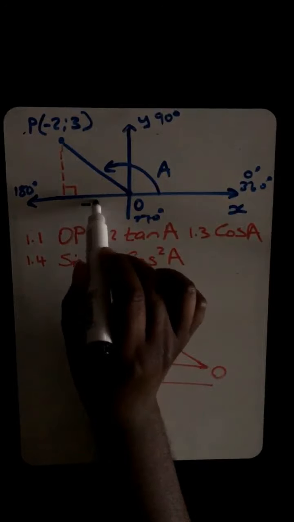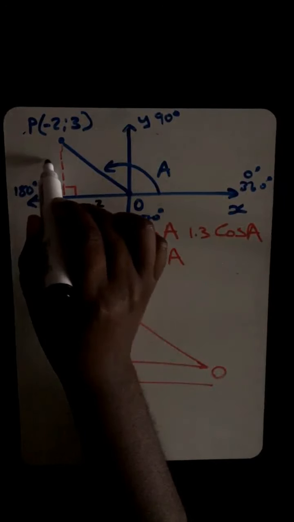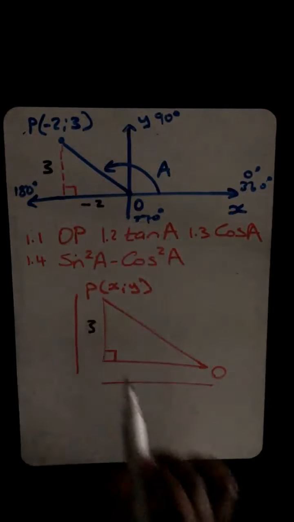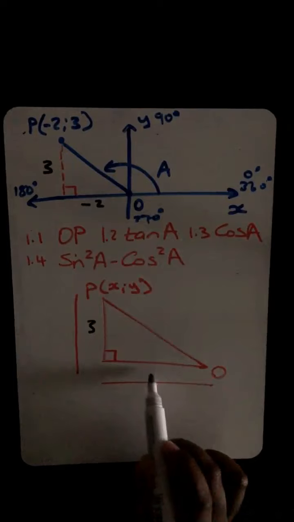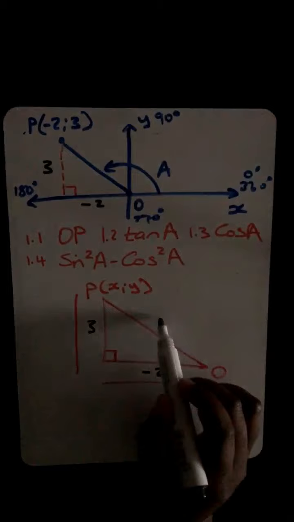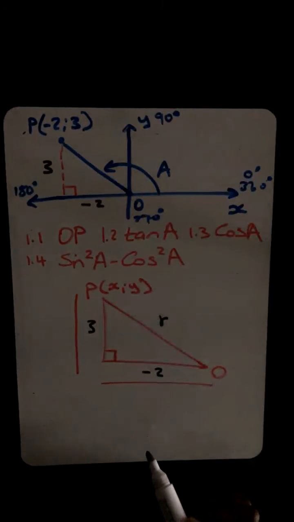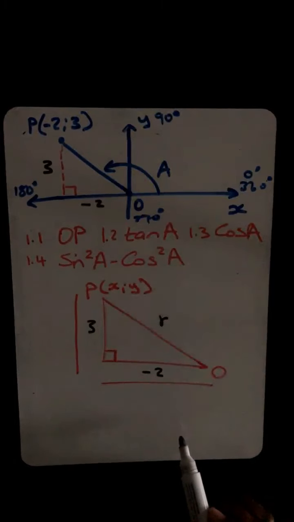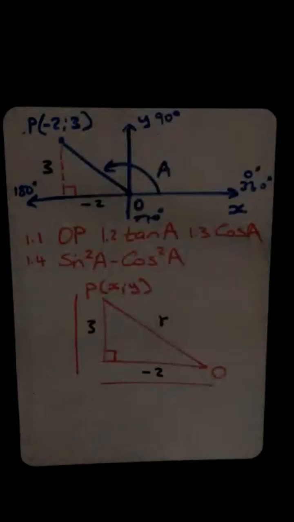This is -2 and this is +3. So that means we've got that as 3, we've got this side as -2. So let's see. Obviously that side is going to be R, isn't it? Yes, sir. Yes, okay, sir. 100%.